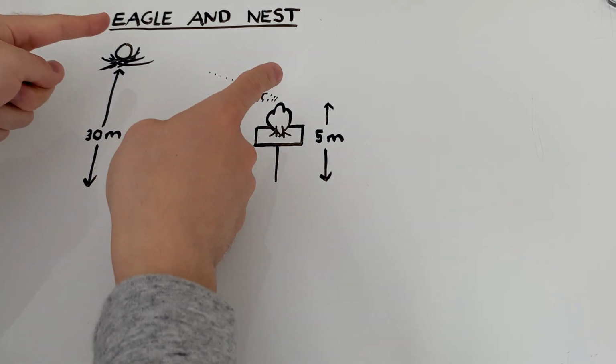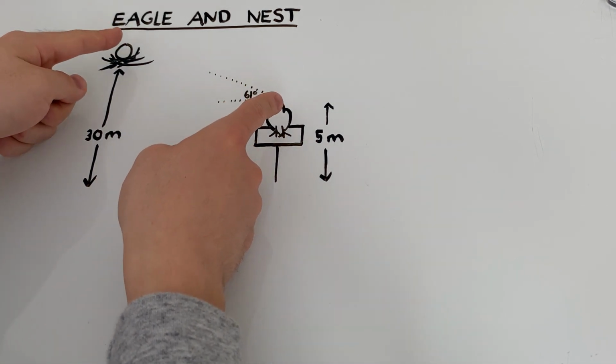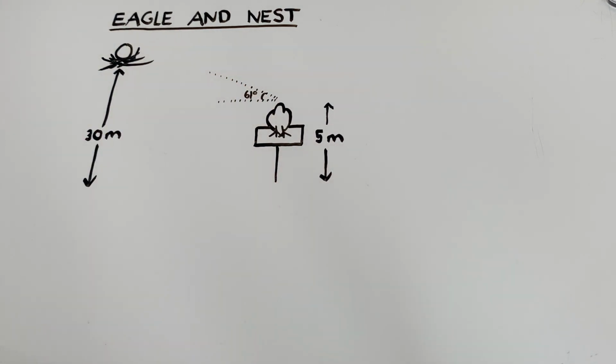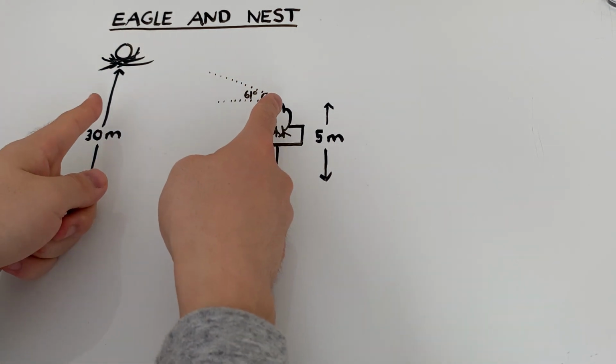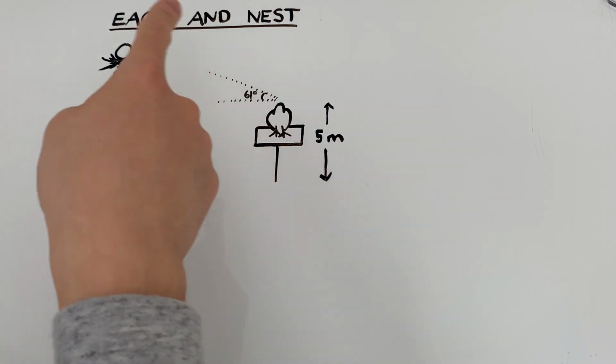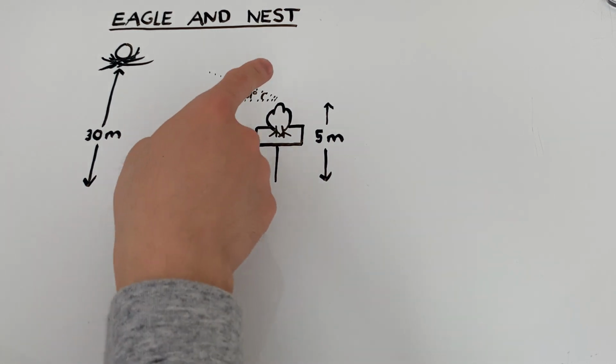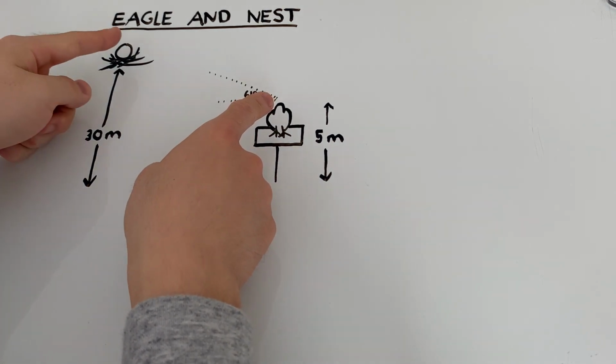So we're talking about this length over here, from the eagle to the nest. We are not talking about this horizontal distance. That would be from the eagle to the cliff. But we're not looking for that distance. We want the distance from the eagle to the nest.